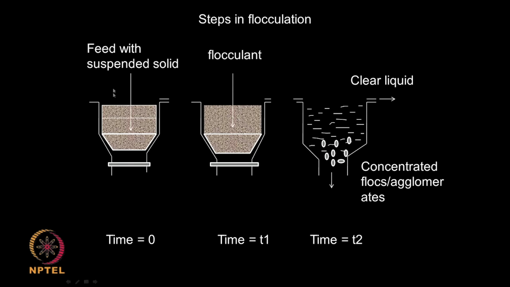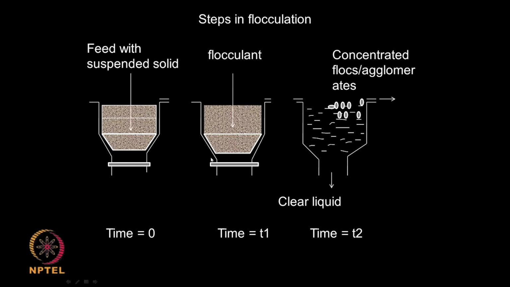So, what are the various steps in flocculation? You may add the flocculants with the solid, or you may add them separately. Suppose we have the feed with the suspended solid, you may add the flocculant. Then when you add the flocculant, if the flocks become very heavy, they will all settle down. So, the liquid is removed. It is a sort of a batch process, this is at time 0, and then you are adding flocculant at time t1, and then at time t2 you can remove the liquid at the top and the concentrated flocks or agglomerates at the bottom.